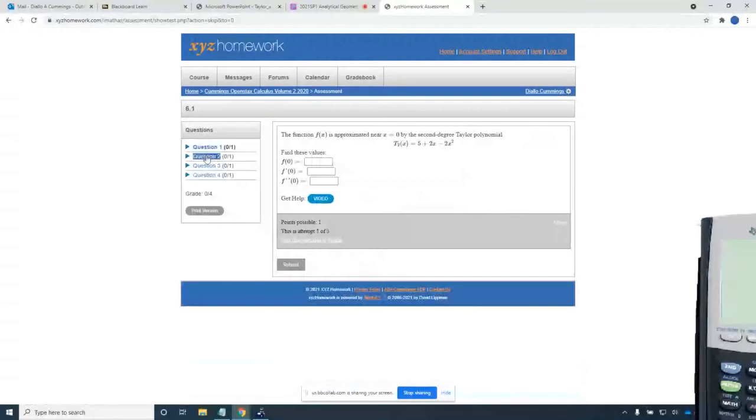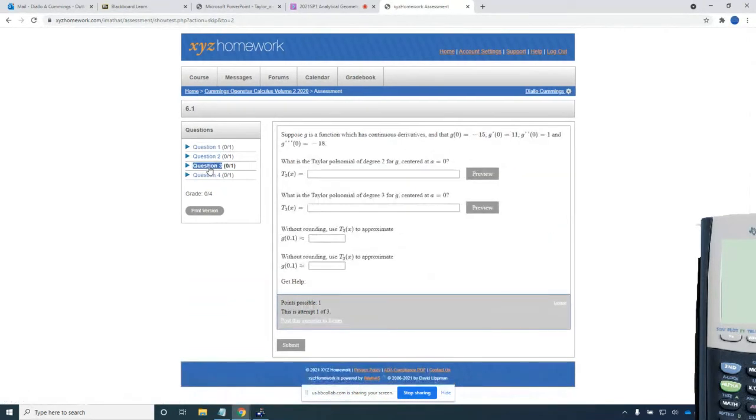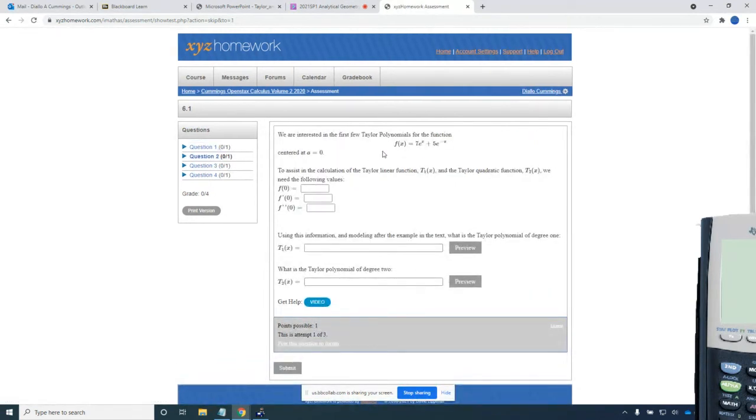Now as far as the homework is concerned, I'm actually going to start with the second problem, and we'll also take a look at this third problem. So here it says we're interested in the first few Taylor polynomials for the function 7e to the x plus 5e to the negative x. We're asked to find the first order Taylor polynomial and the second order, or second degree, Taylor polynomial.